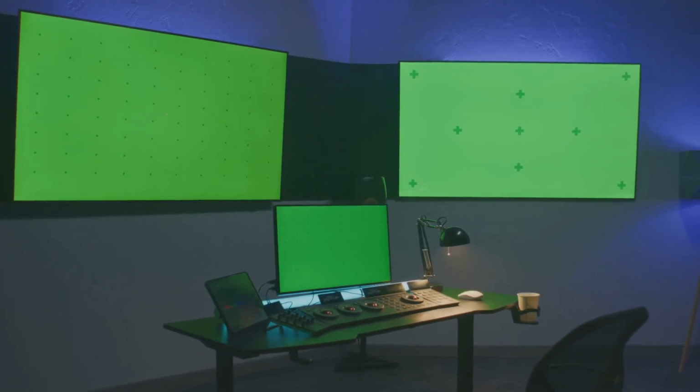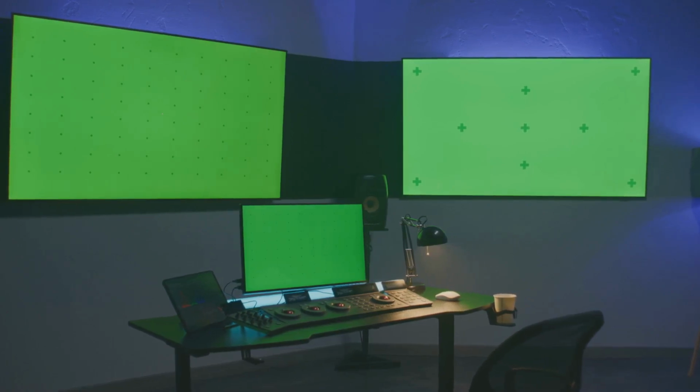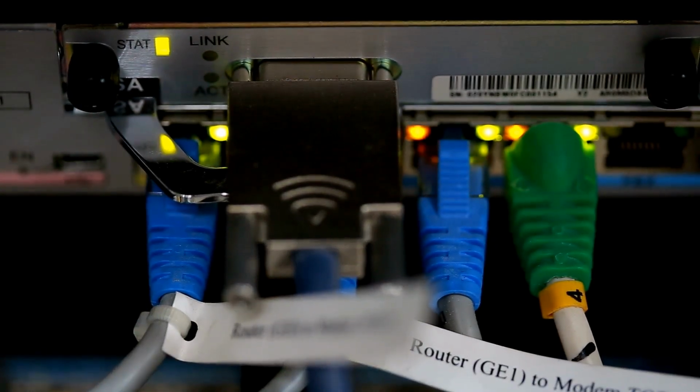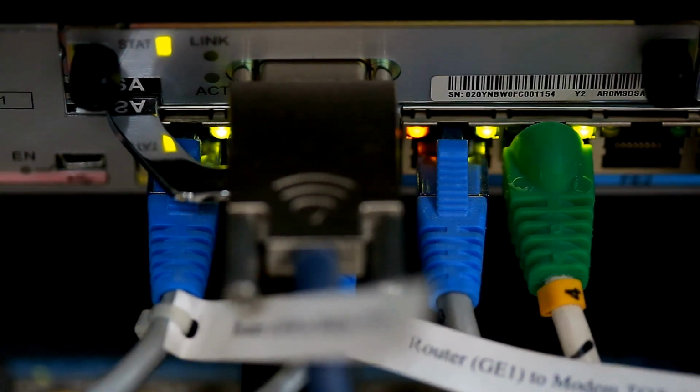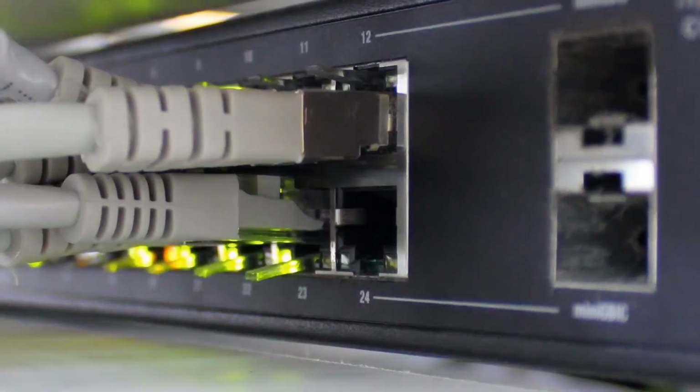Section 5. MACVLAN. Bridging the gap between containers and the real world. MACVLAN, or MAC Virtual Local Area Network, is a networking feature that lets you connect Docker containers directly to your physical network. It's like giving your containers their own Ethernet cables, allowing them to communicate with devices outside the Docker host as if they were physical machines.